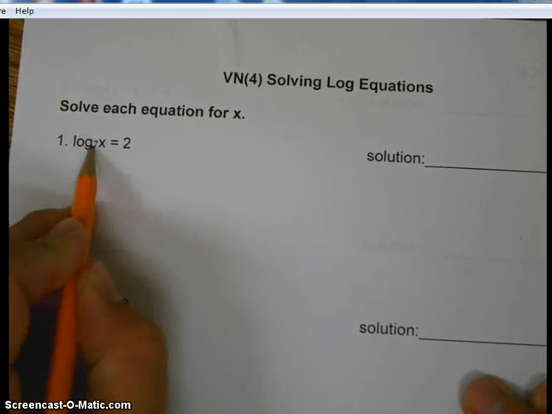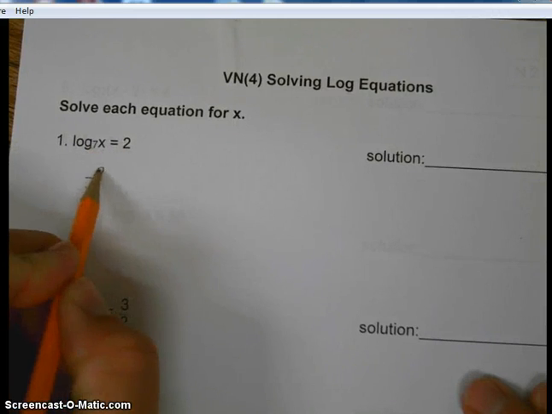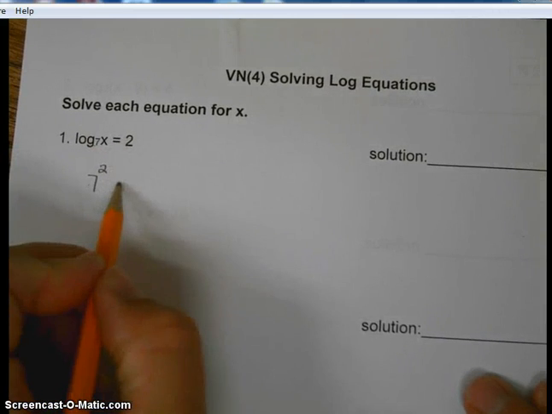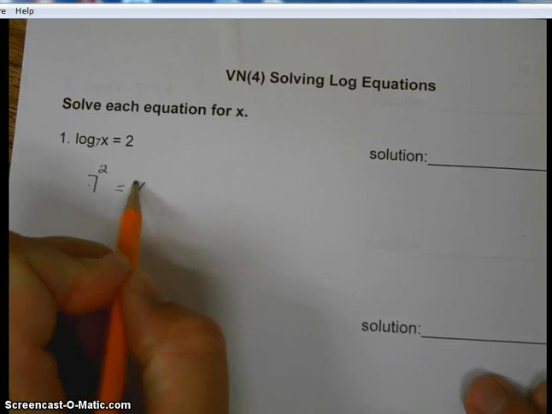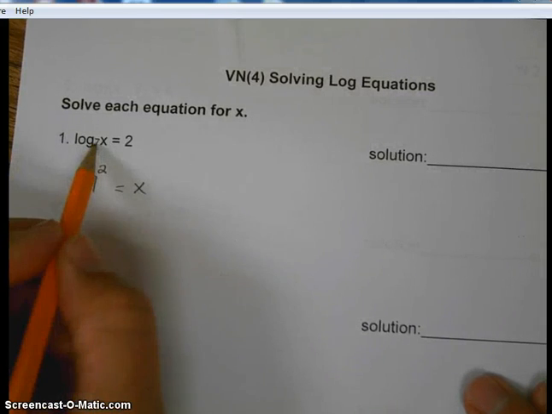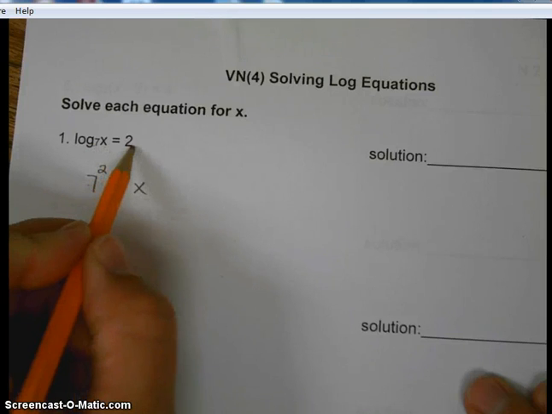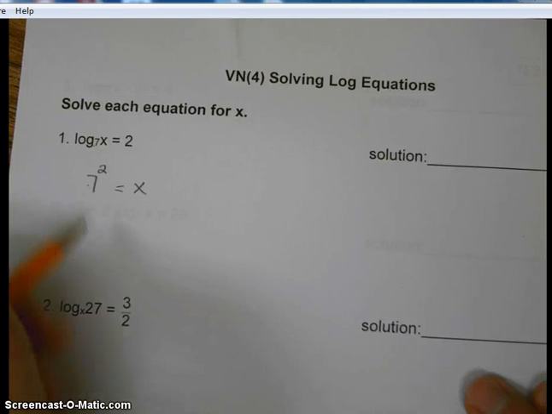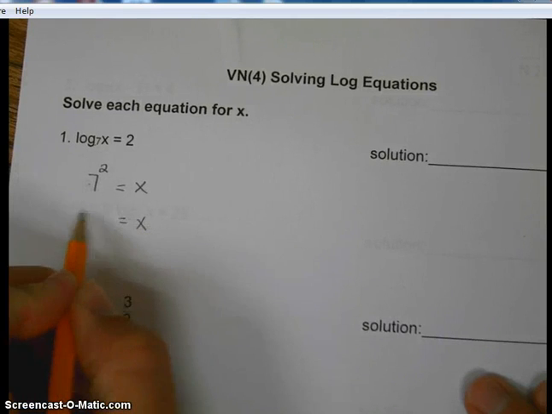So 7 is the base, 2 is the exponent, and then that's going to be equal to the argument. So always start with the base, raise the base to the exponent, and then that's going to be equal to the argument. So here we know that x is equal to 49.